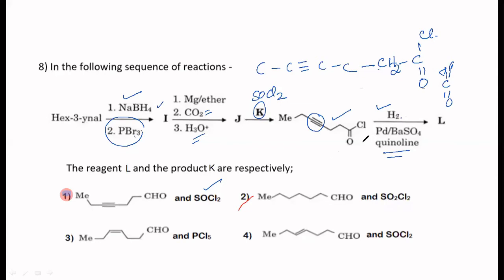H2/Pd, when you use an alkyne, can be reduced to alkene, right? So this is ruled out. This is ruled out because it is a poison catalyst. It cannot reduce the double bond further. It can only reduce a triple bond to a double bond. Yes. So this is the one. In this case also, you have to be careful here. So what do you think between these two? This is the cis isomer or trans.